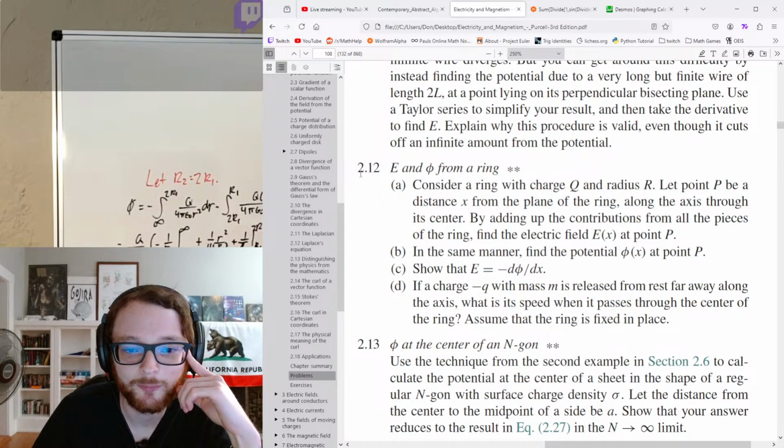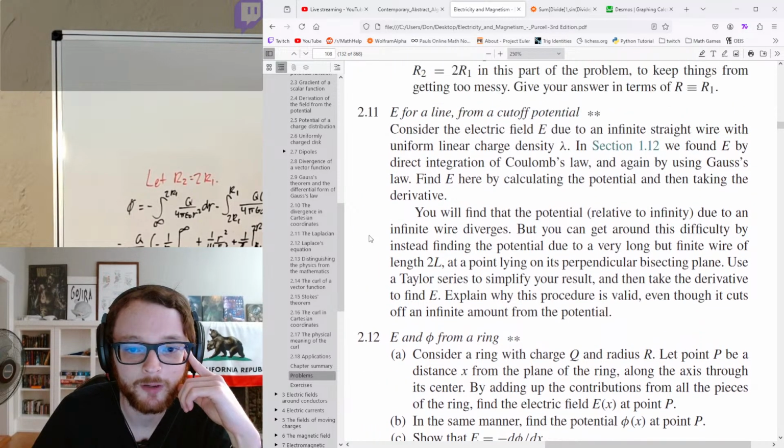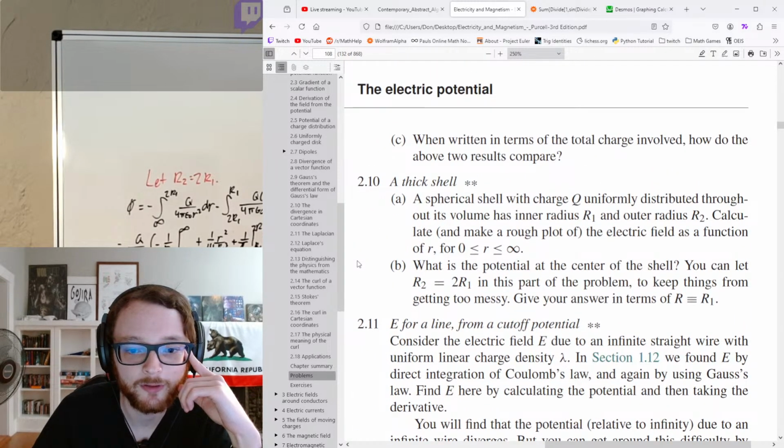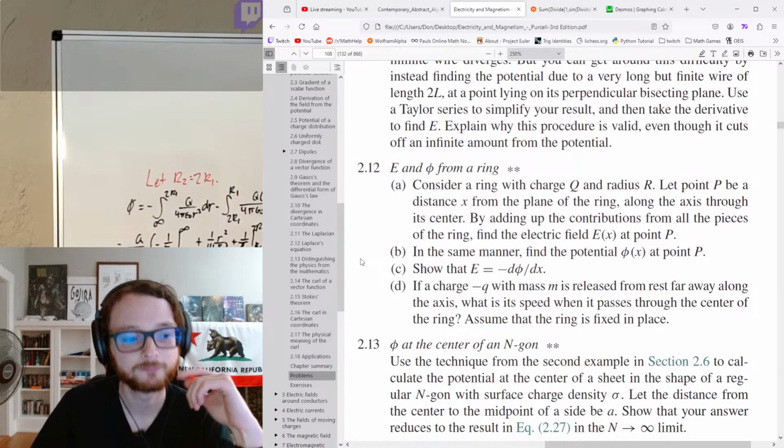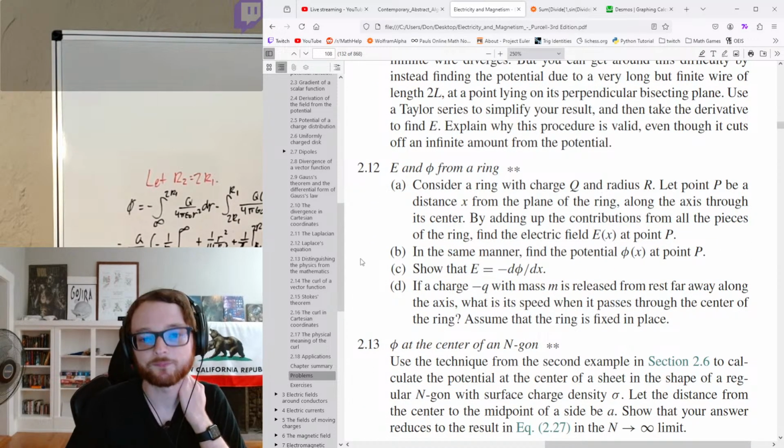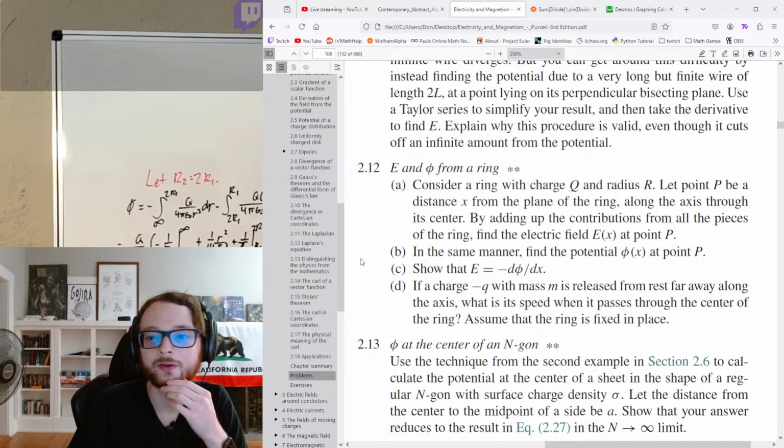I was just reading problem 12, so I had just done the problem. I had just done number 10. Point P at distance x from the plane of the ring along the axis through its center. Half-measure from all pieces of the ring, find... I feel like I did this in chapter 1. We can do it again.